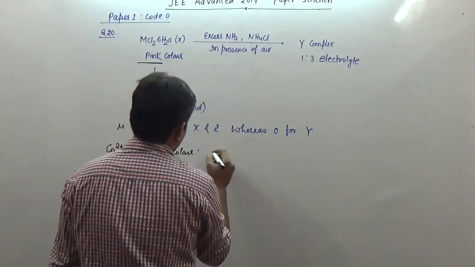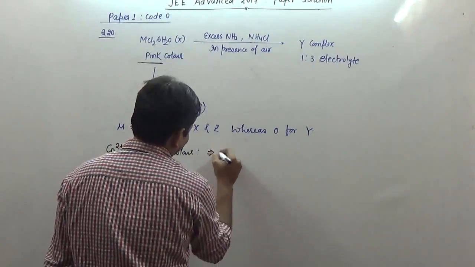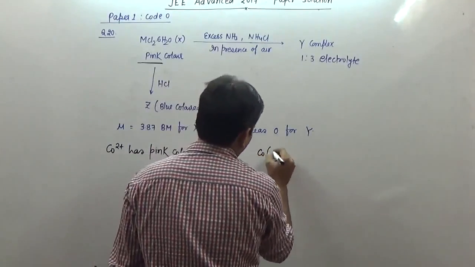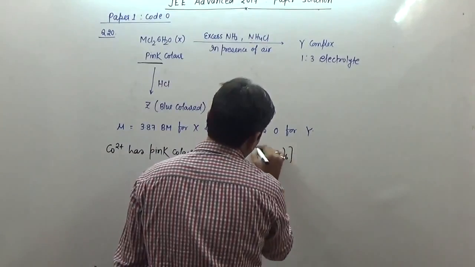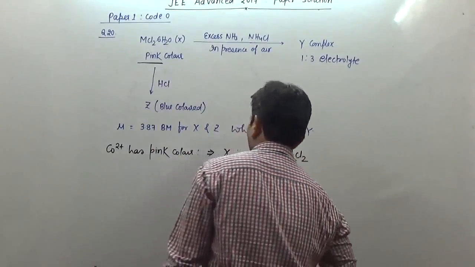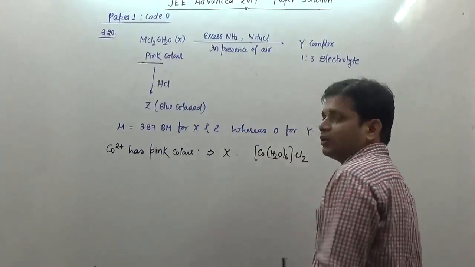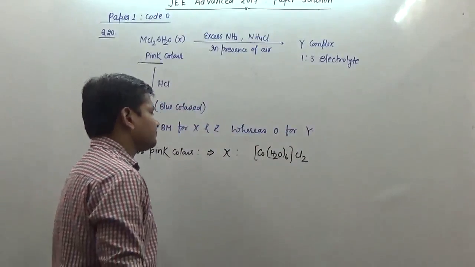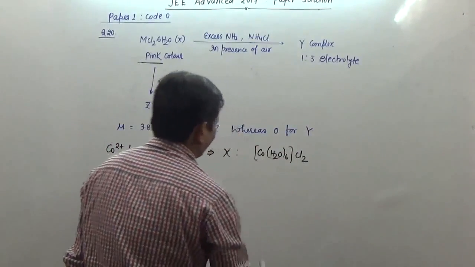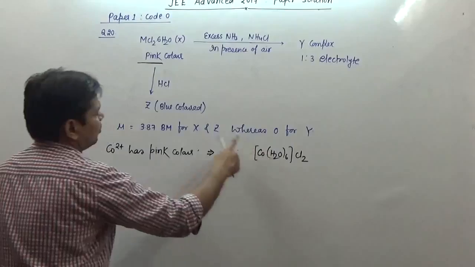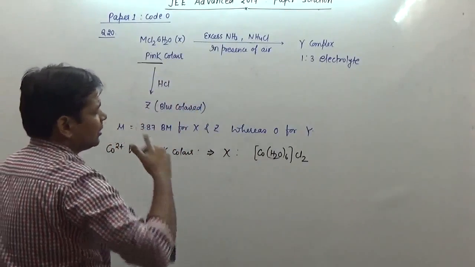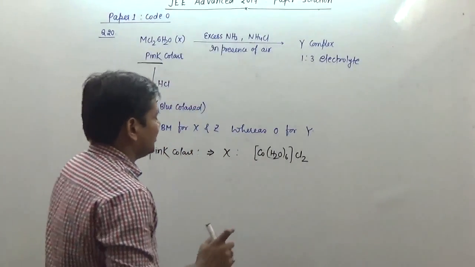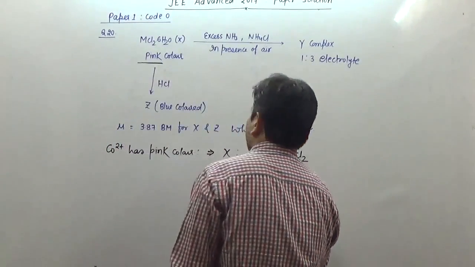And this implies that X is nothing but [Co(H2O)6]Cl2. You know that Co2+ has a coordination number of 6. Now, if you react [Co(H2O)6]Cl2 with excess NH3, you know that NH3 is a stronger ligand than H2O, and that's why H2O will be replaced by NH3.